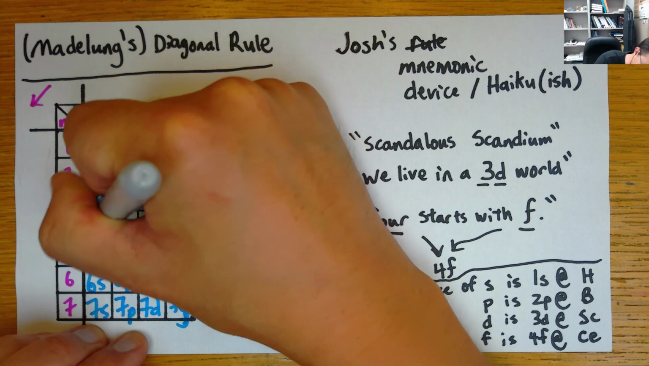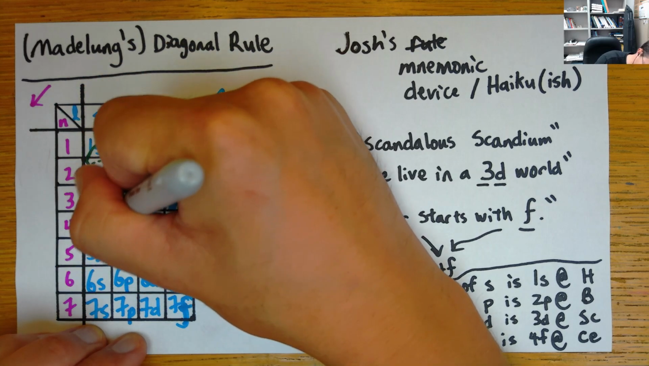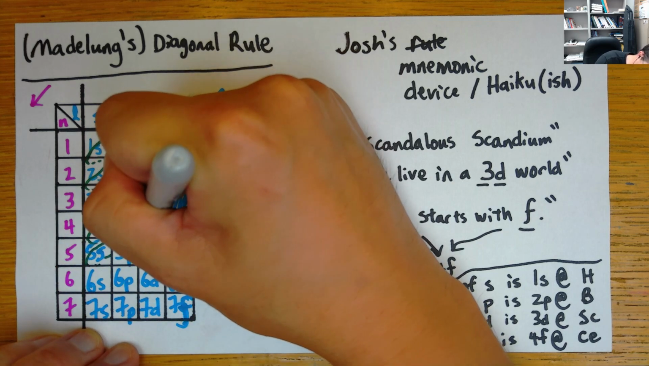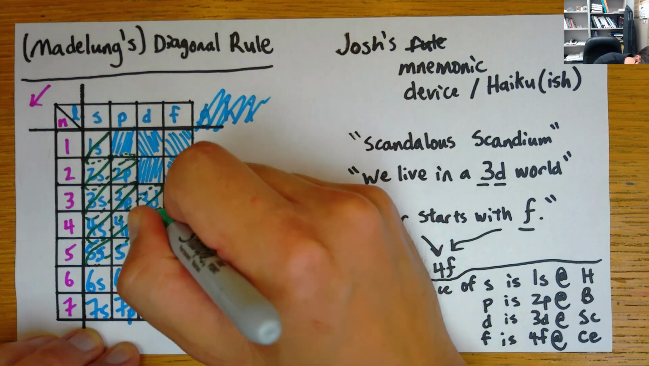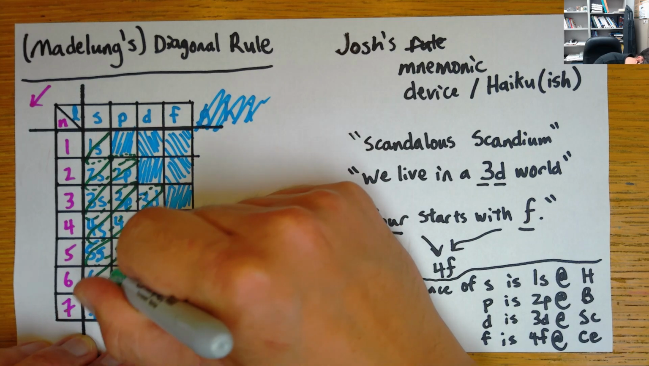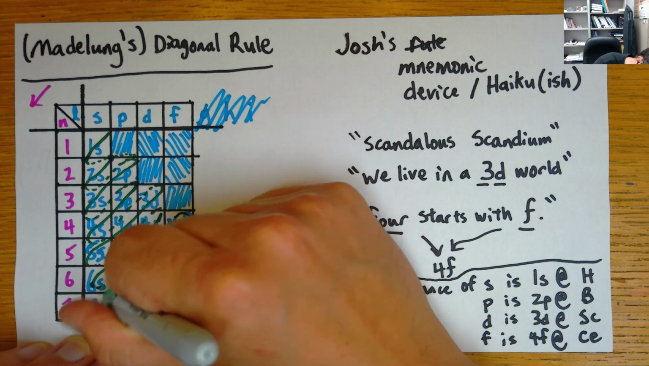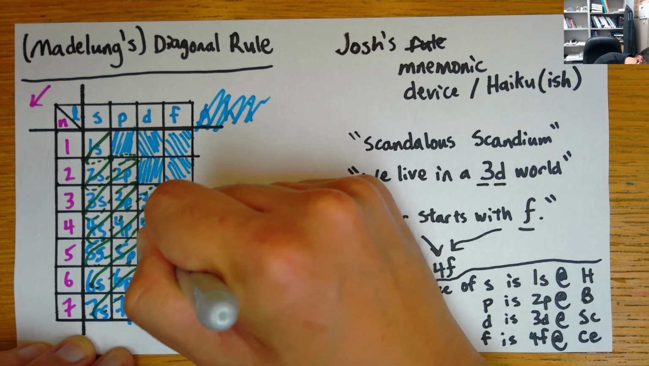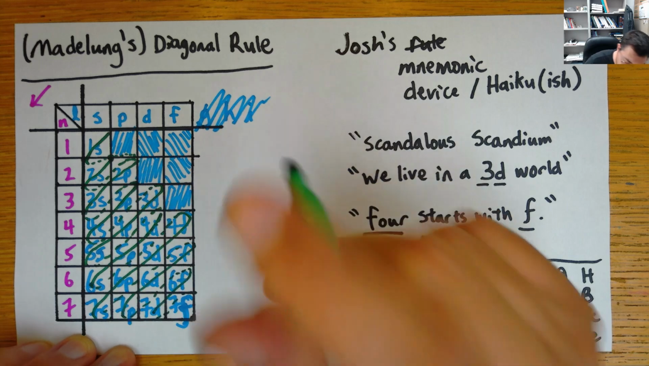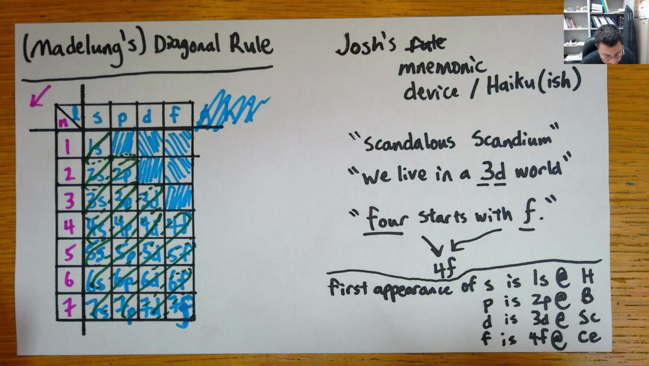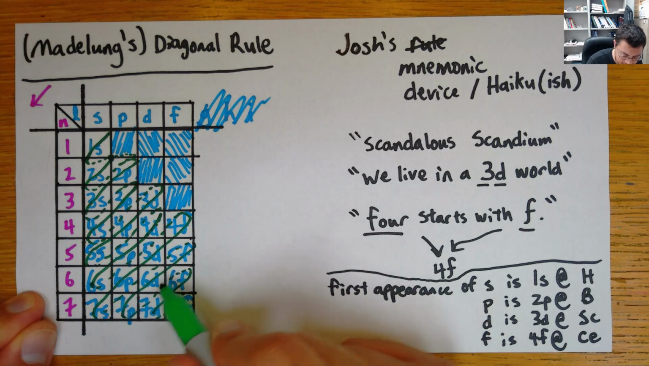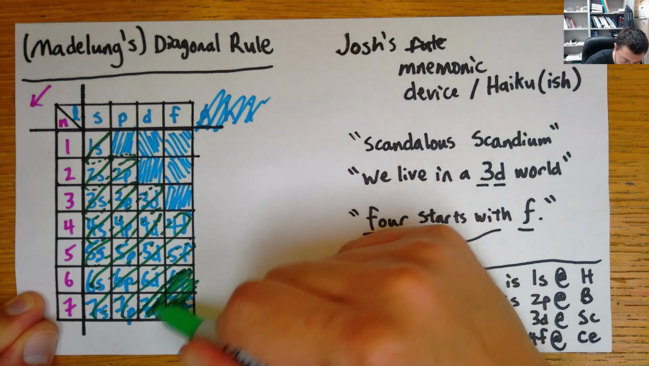Sound effects are optional. Oops. Okay. Something like that. All right. The periodic table as we know it stops at 7p, so I'm just going to cross that out. We don't need that anymore.